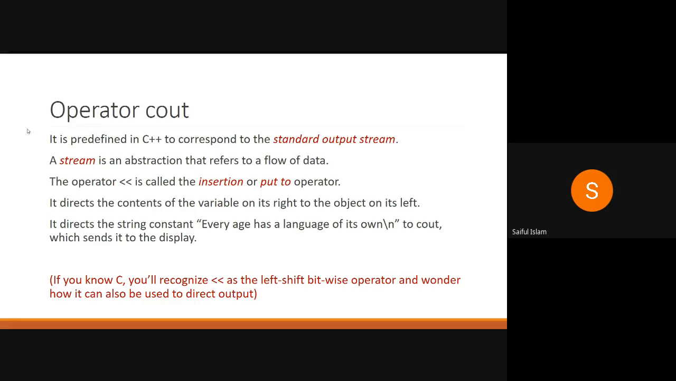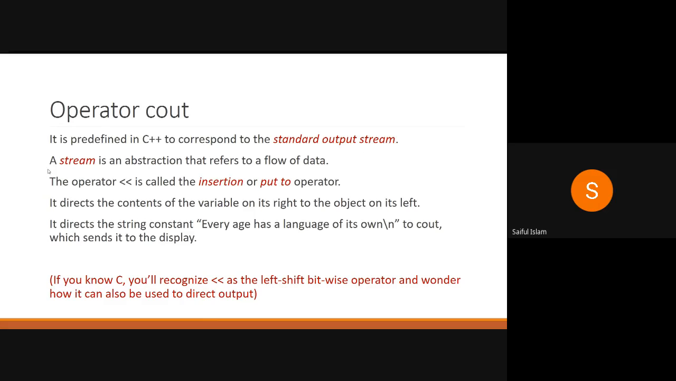Now, when we say cout, it is predefined in C++ to correspond to the standard output stream. So you have included the statement hash include iostream. So this is basically defined in iostream.